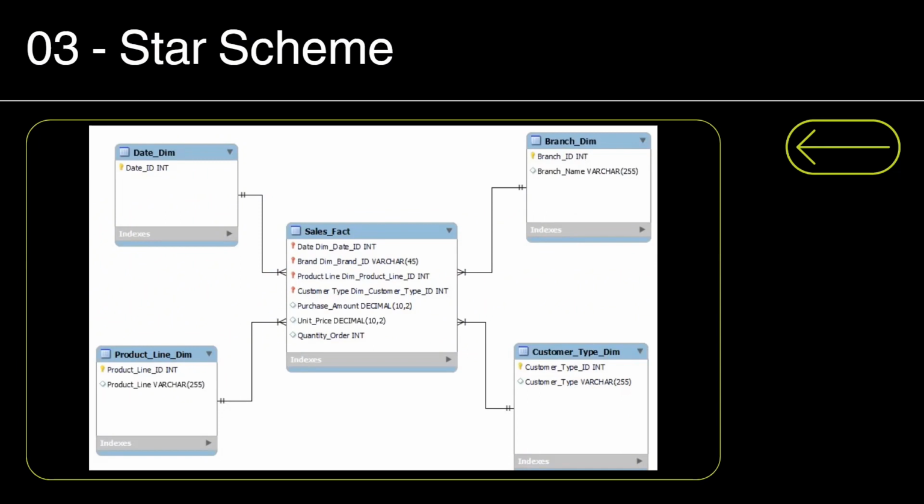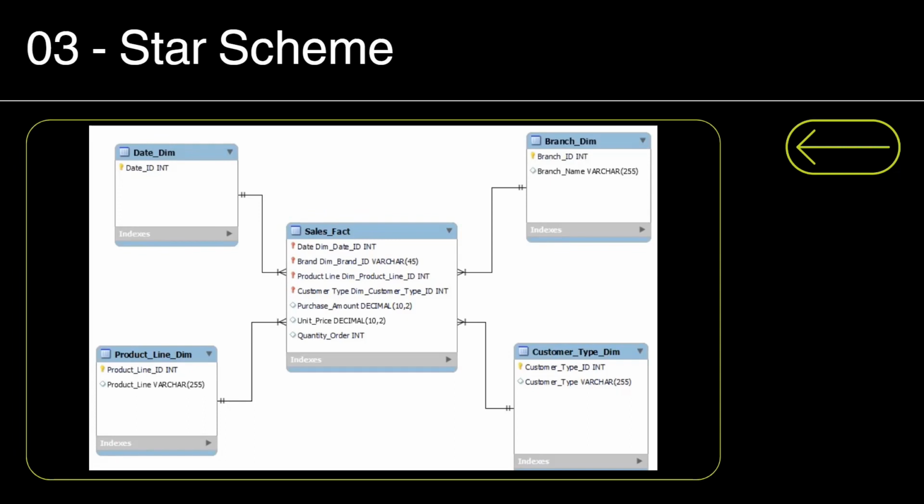For the first dimension table, it is the branch table. There are two attributes in the branch table: branch underscore ID and branch underscore name. The second dimension table is for date. There is one attribute in the date table, the date underscore ID.